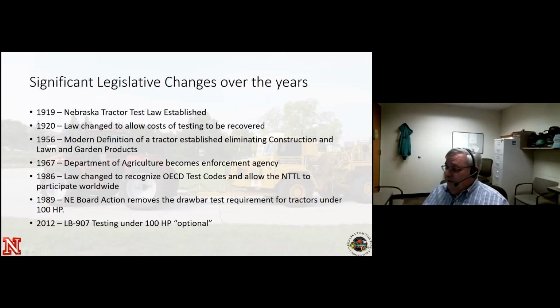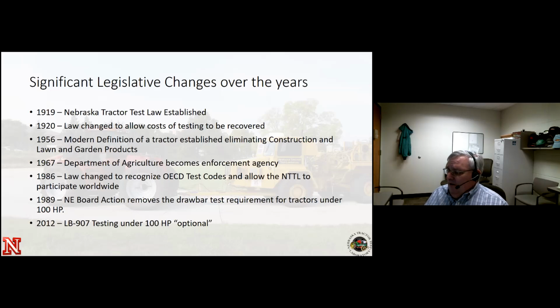In 1967, the Railway Commission ceased to exist, and the Nebraska Department of Agriculture became the enforcement agency for the tractor law. A big change happened in 1986. We joined the Organization for Economic Cooperation and Development tractor test codes and schemes. That really allowed the NTTL to participate worldwide. For manufacturers, it's a good change. If you design and build a tractor here in the United States, you bring it to the Tractor Test Lab. But if you're doing it in some other country that has an OECD station like France or Germany or Italy or India or wherever, you can have your tractor tested locally, and we will accept the test results for our purposes here in Nebraska.